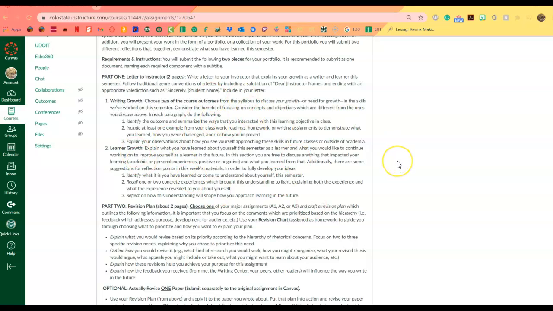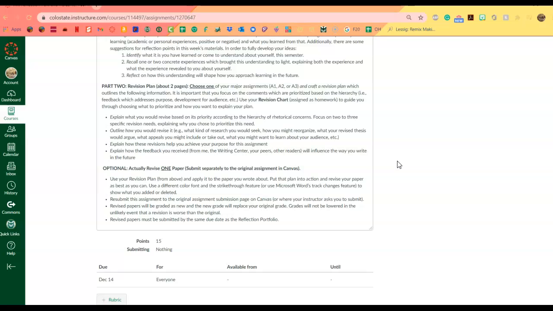That's part 1. That'll be about 2 pages. Part 2 is a revision plan. So the next 2 pages, you'll choose 1 major writing assignment.